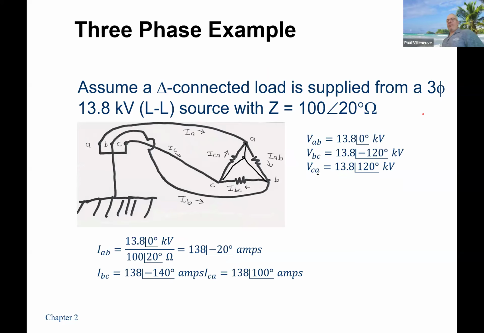So let's take a look at an example. If for some reason you needed to do a full 3-phase analysis, you have a delta connected load supplied from a 3-phase 13.8 kV. That's a line voltage. So one of the things we have to be aware of is what is the typical voltage in this class. I'll almost always give you the line voltage.